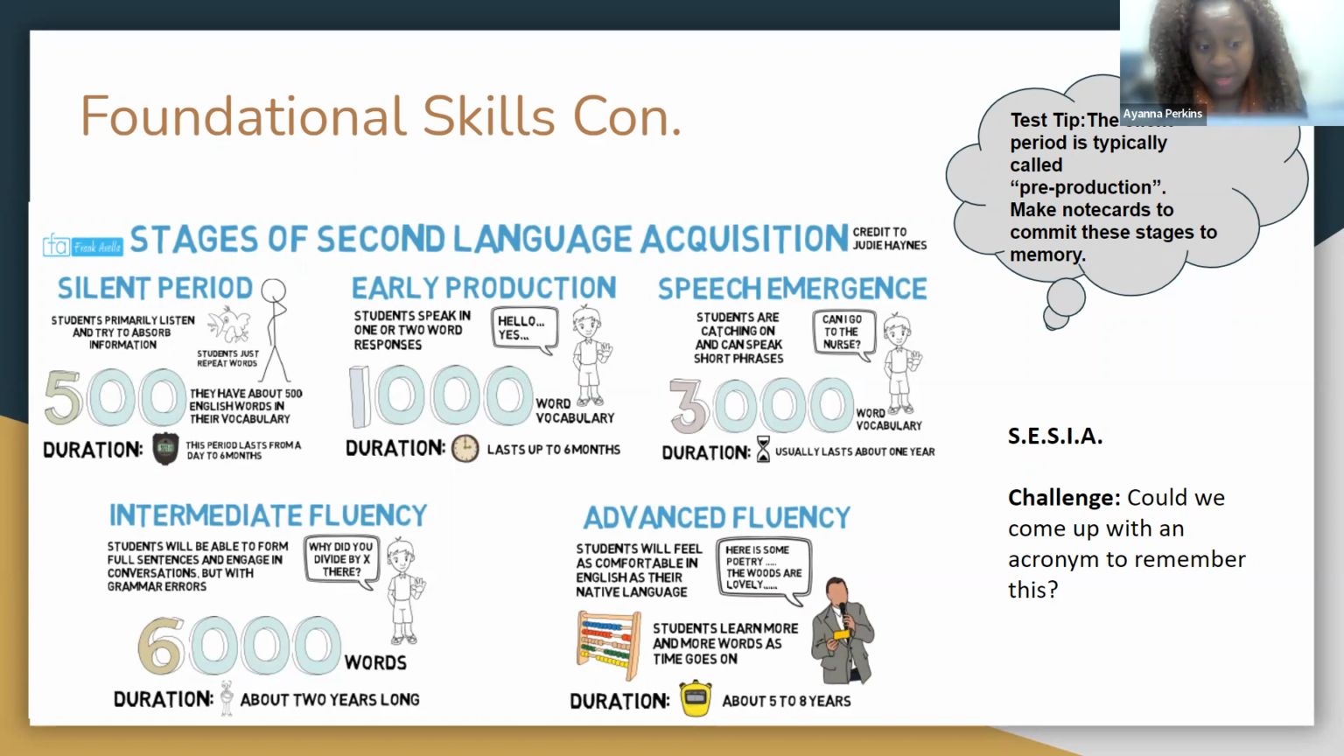And then intermediate. Yes. Okay, so the silent period, it sounds like they're observing, like a little sponge, trying to take everything in. And I do remember you saying that that's where they have about 500 words in their vocabulary, or no? If they use it, would they still be classified as being in the silent period, or would that be more of an early production?